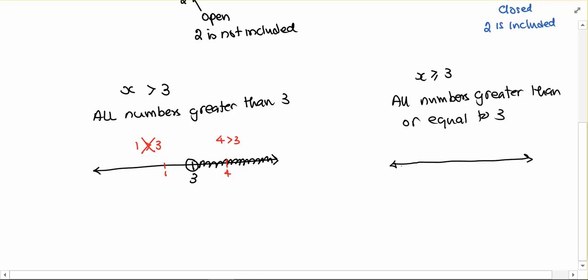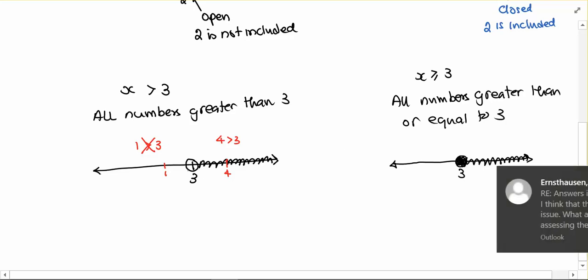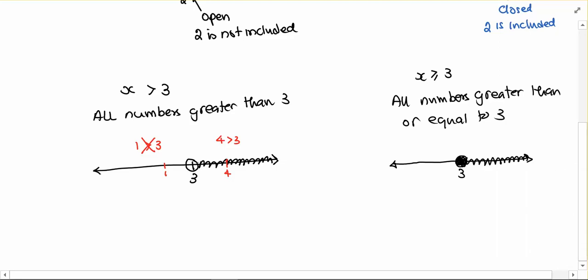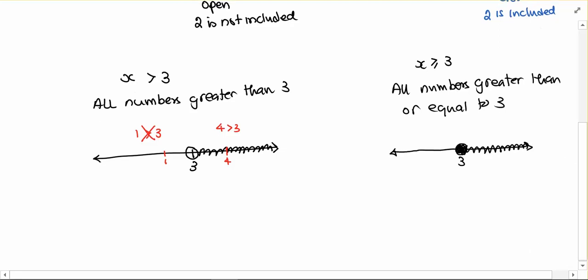So here we go with this one. So here is 3 again, and again it's shaded to the right because we are greater than 3, and this 3 itself, make sure you shade it in right there. So closed versus open, right? And let's take a look at another example.